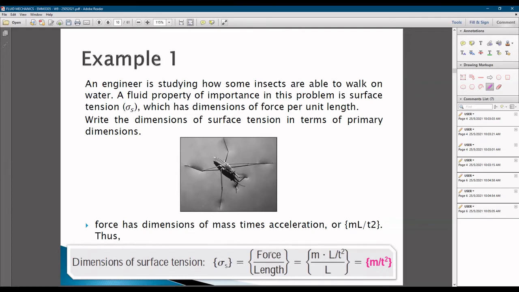So what is force? As what we have seen just now, force is actually a product of mass and acceleration, right? So M for the mass, L for the length, and T for the time, divided by the length again. So from here, you can further simplify this into M over T squared, in which this particular L, you can cancel them out.